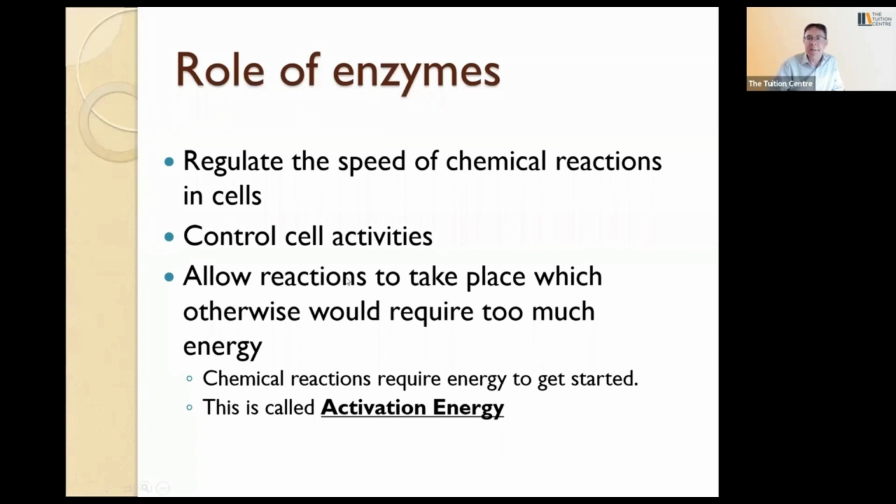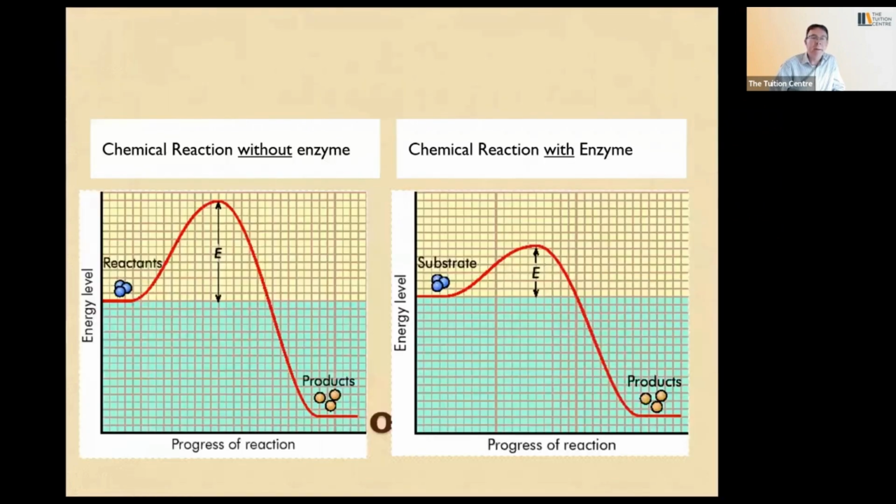As I said, a lot of these reactions just wouldn't take place unless there was an enzyme there to help it along. And if you remember from junior cycle, these activity curves. This one shows on the left a chemical reaction that is occurring without enzyme, and this hump needs to be overcome. That's what we call the activation energy, right? It's the energy that's needed to get the reaction going. So what enzymes effectively do is reduce the amount of energy that's required.